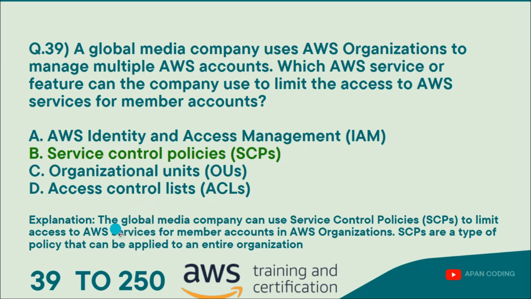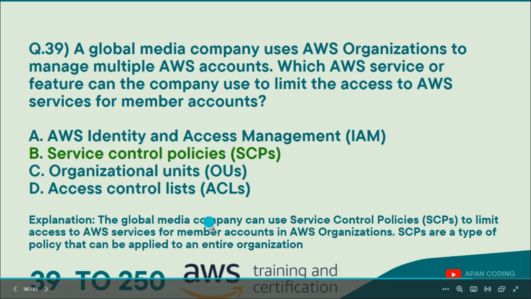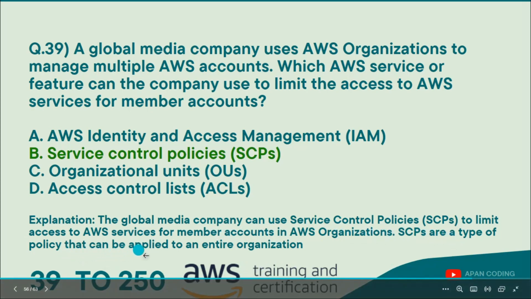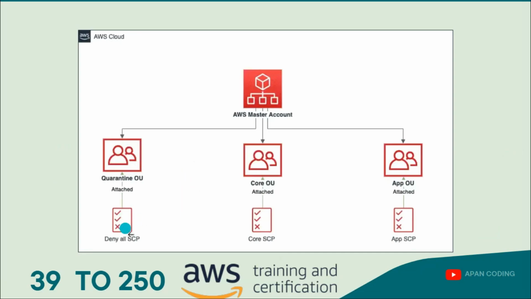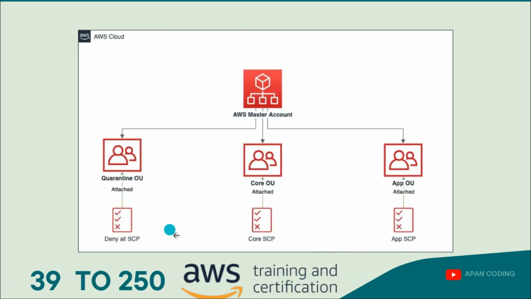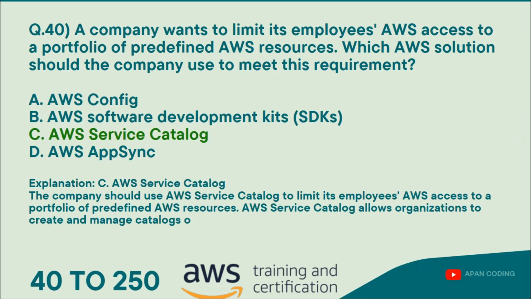Okay, explanation is here. The global media company can use service control policies to limit access to AWS services for member accounts in AWS Organizations. SCPs are a type of policy that can be applied to an entire organization. You can see the images here. Inside, the deny-all SCPs, core SCPs and app SCPs, everything is managed for your quarantine OU, core OU and app OU. Okay, so the AWS master account is here. Now move on to the next and we will see the last question of today.